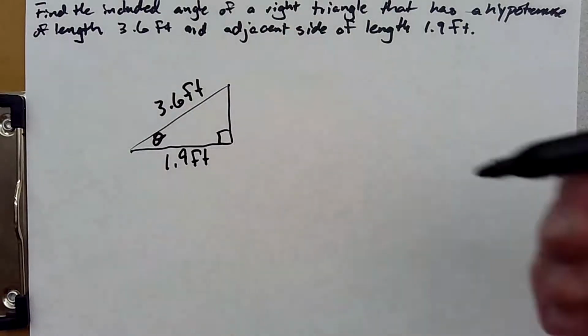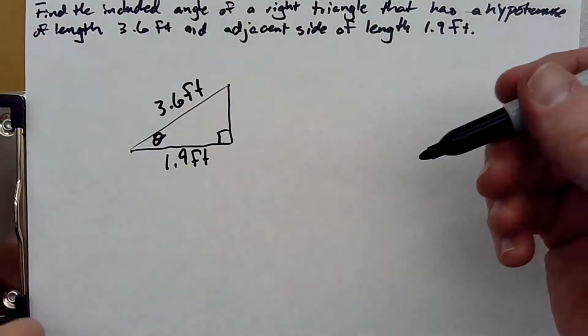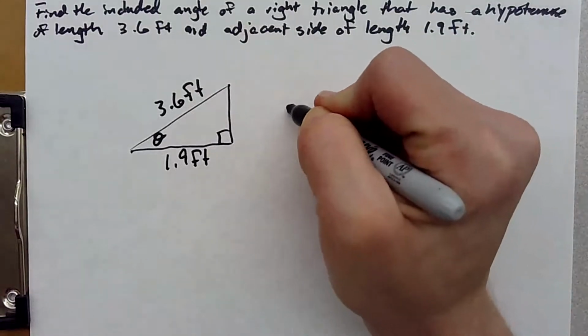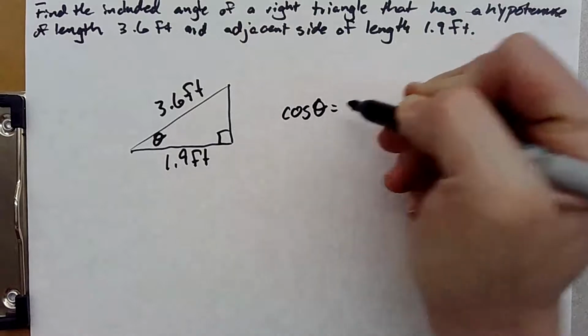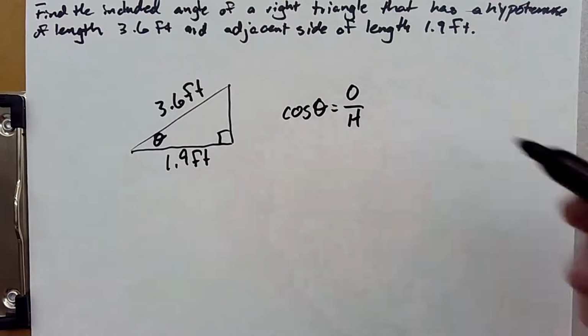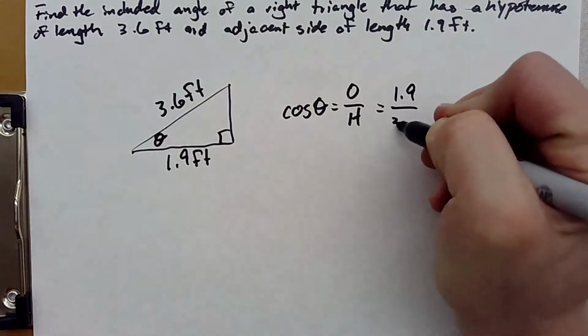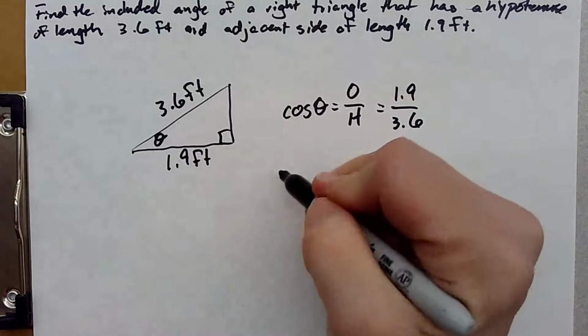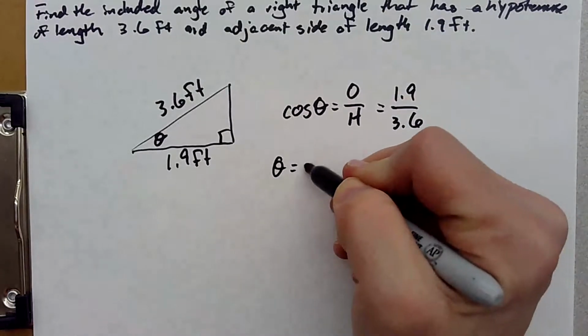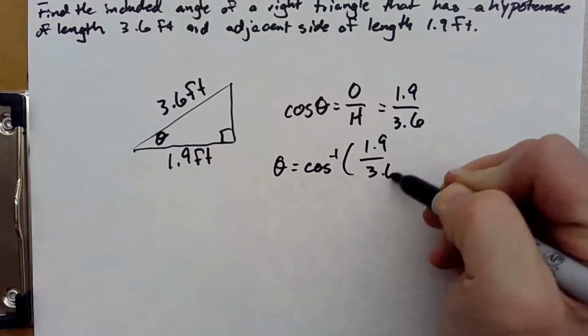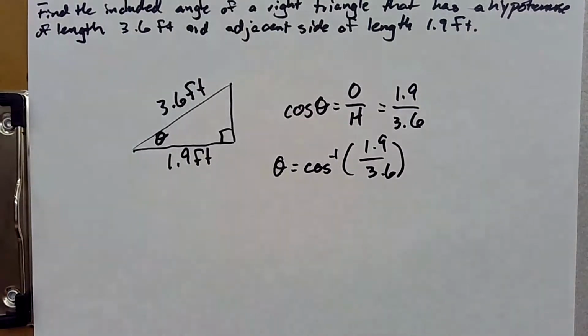Well, we've got the adjacent and the hypotenuse, so we can use the cosine for this. We know that cosine theta equals adjacent over hypotenuse. So in this case, that's going to be 1.9 over 3.6. So then theta is equal to cosine inverse of 1.9 over 3.6. Plug that into a calculator.